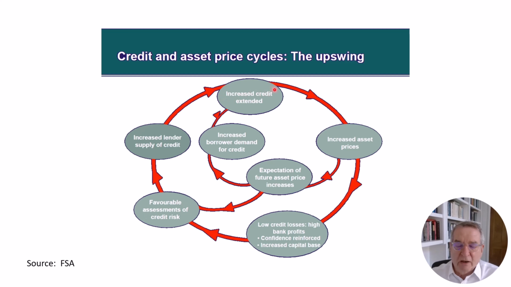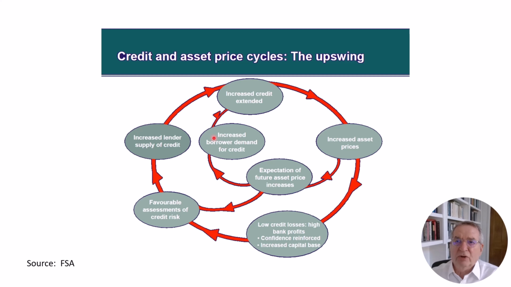They are willing to lend. The inner loop represents, if you like, the demand for credit. And based on this expectation of increasing asset prices, which has now become, say, a well-established trend over the last 3, 4, 5 years, what have you, there is increased demand for credit.